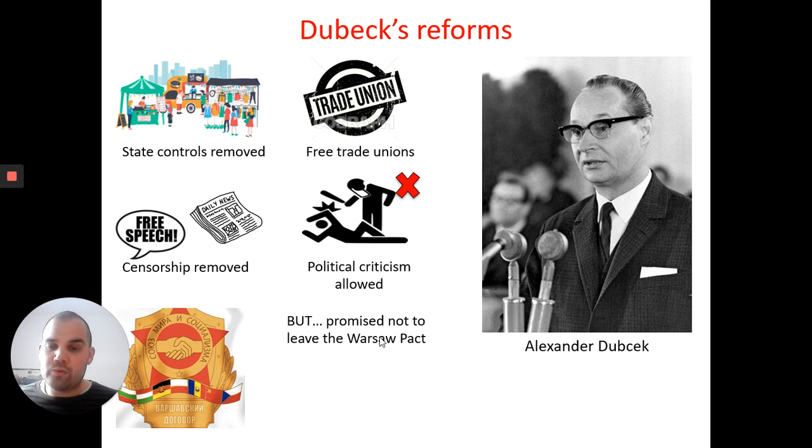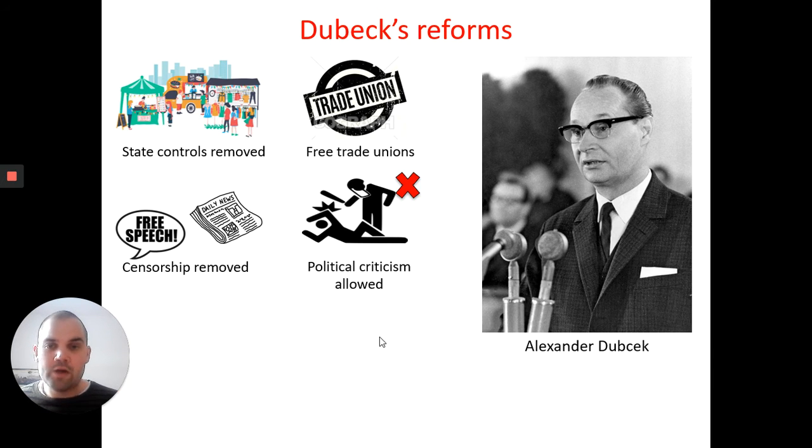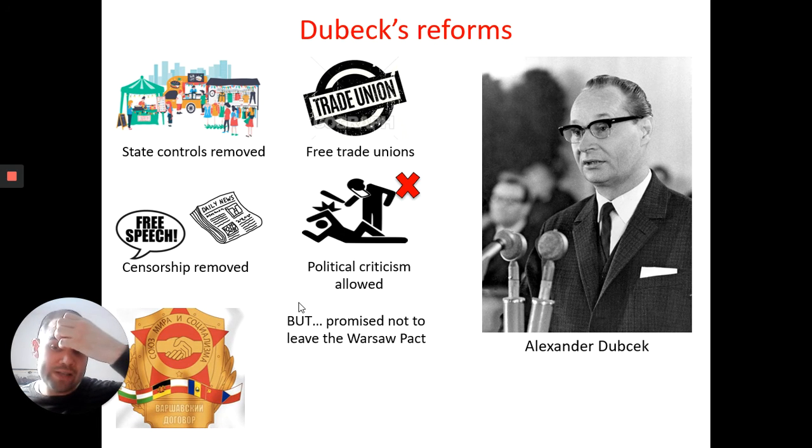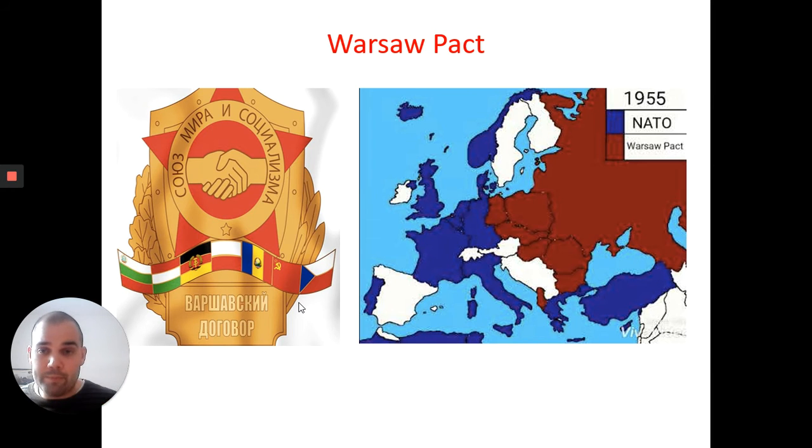But what Dubček was very careful to do was promise that Czechoslovakia would not leave the Warsaw Pact. Okay, so he knew that a lot of these other changes he was making were making the Soviet leadership very nervous. He knew they were unpopular with a lot of other corrupt communist governments in Eastern Europe. So to make sure that they didn't feel so threatened by his changes, he promised that Czechoslovakia would not leave the Warsaw Pact.